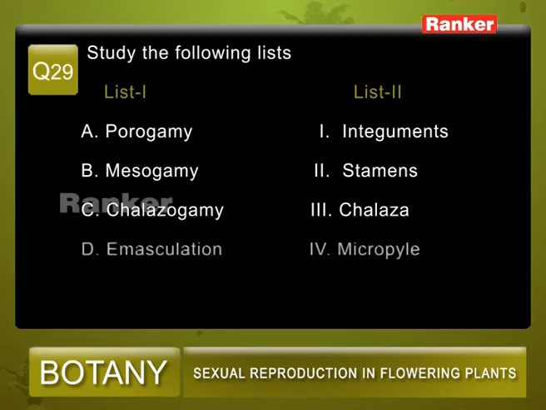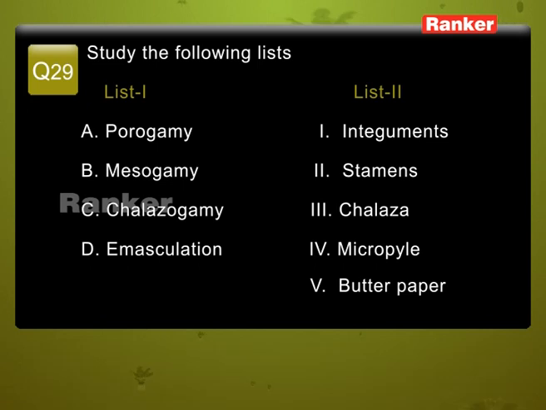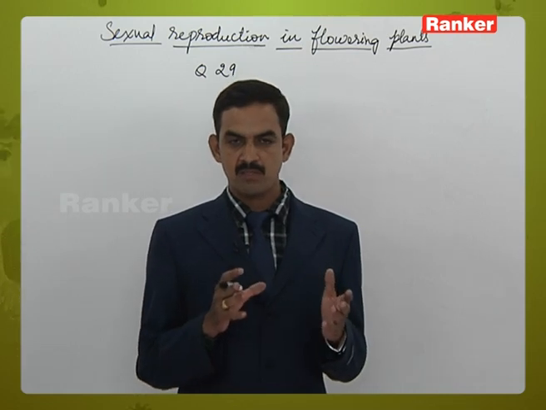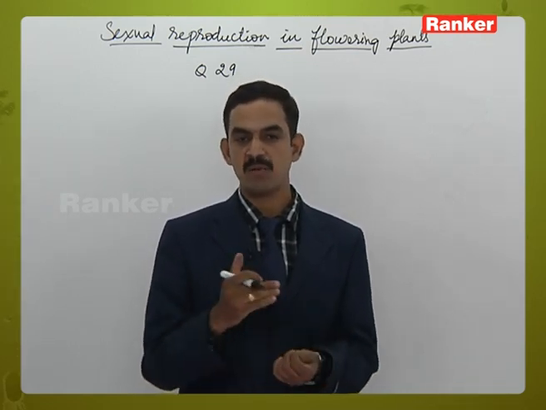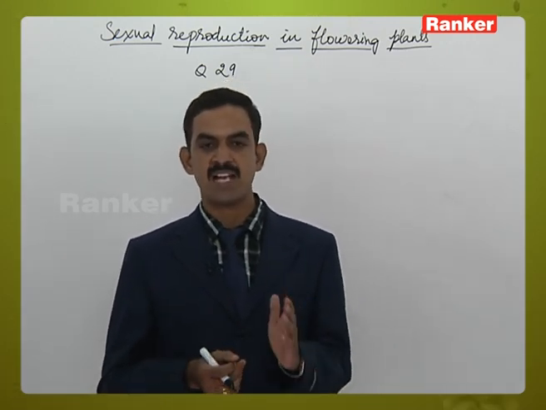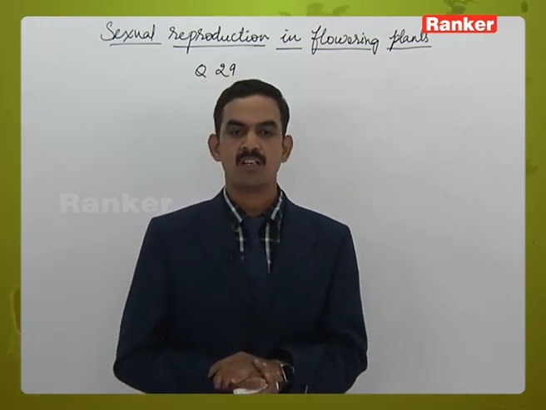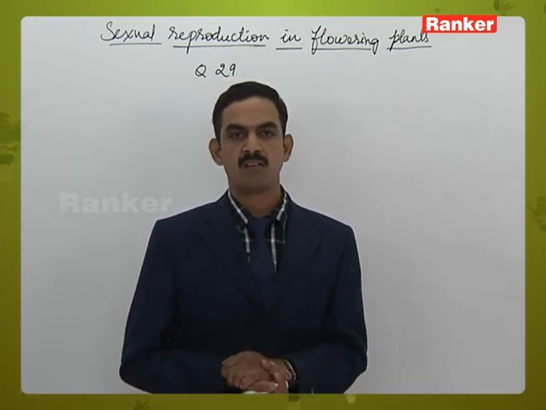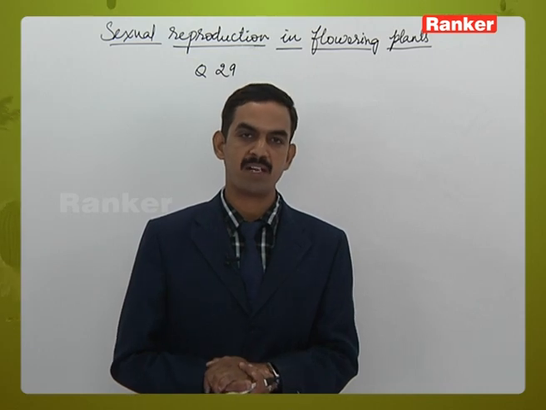Question number 29, study the following list. List 1: A, porogamy, B, mesogamy, C, chalazogamy, D, emasculation. List 2: 1, integuments, 2, stamens, 3, chalaza, 4, micropyle, 5, butter paper. Most of the items in list 1 are related to the entry of the pollen tube into the ovule, that is porogamy, mesogamy and chalazogamy. Whereas D, emasculation, is related to the removal of anthers from the female flower in the artificial hybridization process.